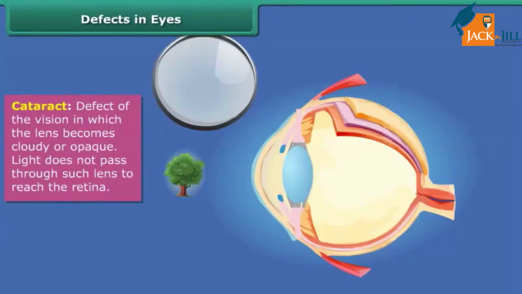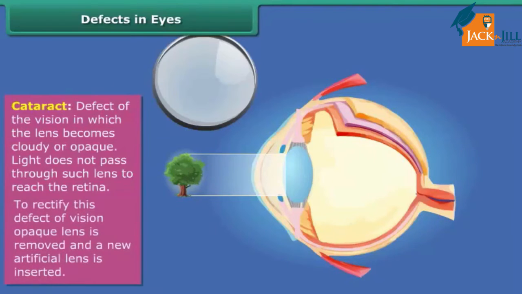Cataract, a defect of vision in which the lens becomes cloudy or opaque. Light does not pass through such a lens to reach the retina. To rectify this defect of vision, the opaque lens is removed and a new artificial lens is inserted.